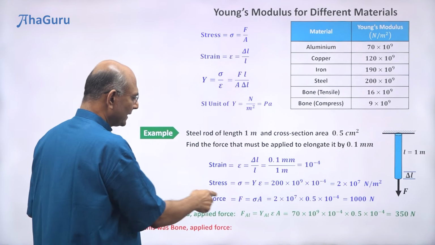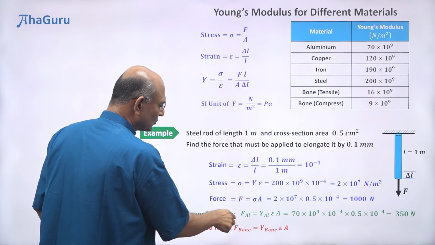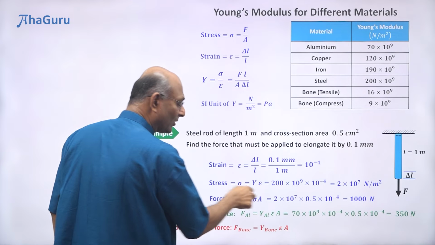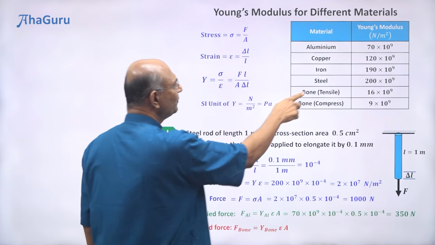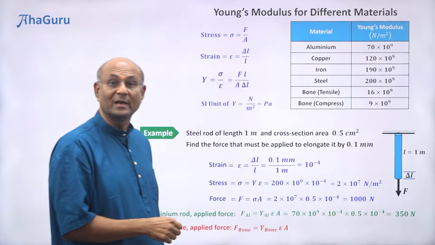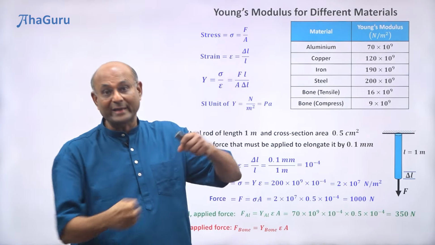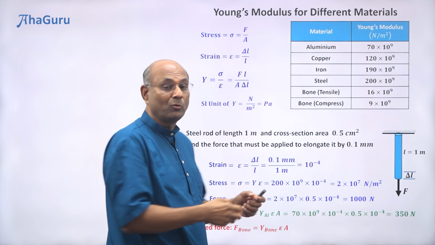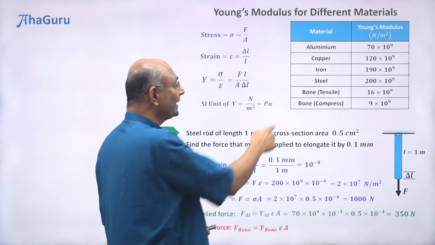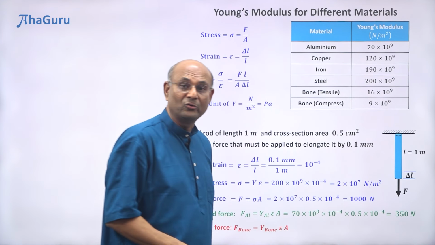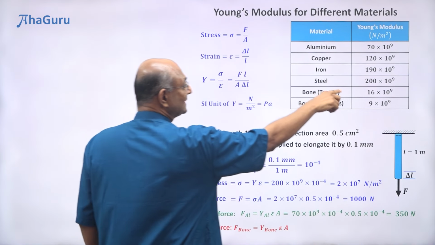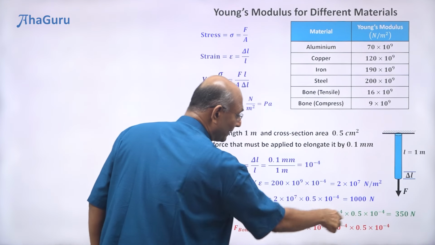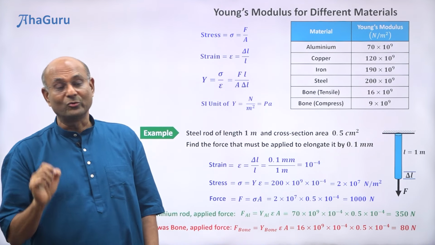It will be the same formula like this, right? So the force required will be Y value for the bone into epsilon into A. But there are two values of Y. Which one should I use? Now think about it. You want to elongate the bone, right? So that means you must actually make the bone go into tension. That means you must be pulling. So obviously you are looking at the tensile value. So the Y value that you must use is 16 into 10 to the power of 9. The rest of the values are the same. So now when you multiply, you get 18 newtons.